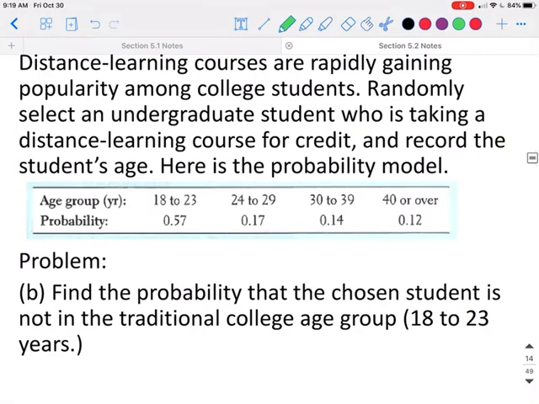Find the probability that the chosen student is not in the traditional college age of 18 to 23. Now there are two different ways we can find this, because we're looking for the probability that it is not A, or the group that is 18 to 23. We can do 1 minus the probability of that event, and we would get 0.43. Since we do know all the other probabilities, you also could just add these probabilities together, and you would still get 43%. So there's a 43% chance that the distance learning student is not of the traditional college age of 18 to 23.